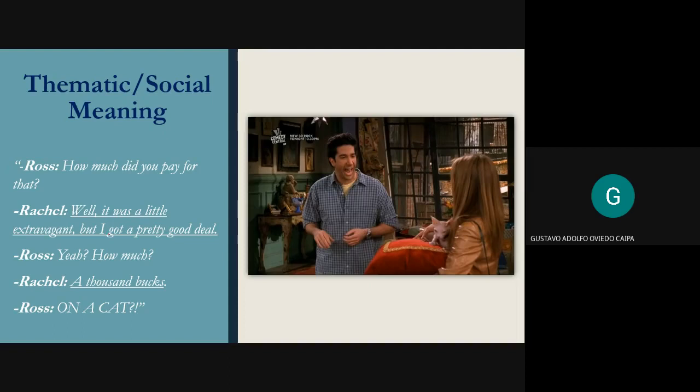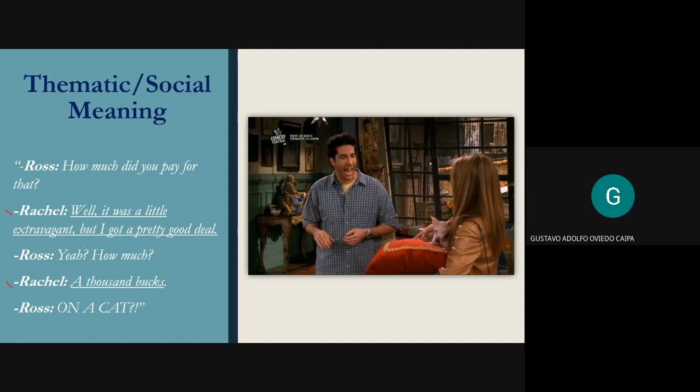So she says, I got a pretty good deal. Like, this is positive, right? So the way that she organizes the information, first mentioning this and later mentioning this, transmits a meaning of trying to decrease the impact of the information. And then he says, yeah, how much? And she says, $1,000. And Ross asks, on a cat?